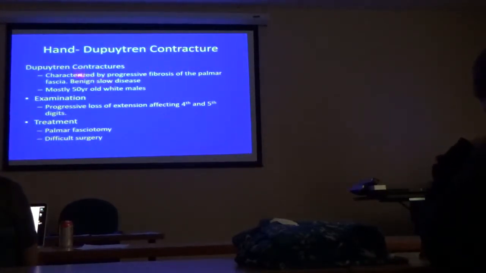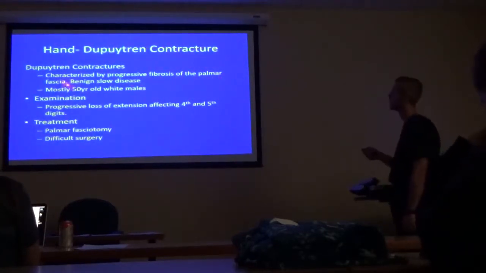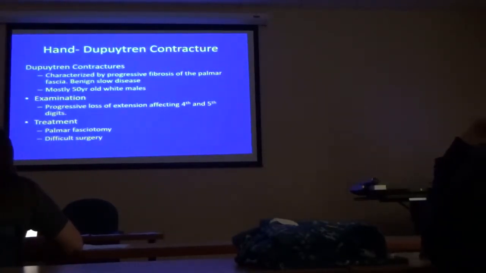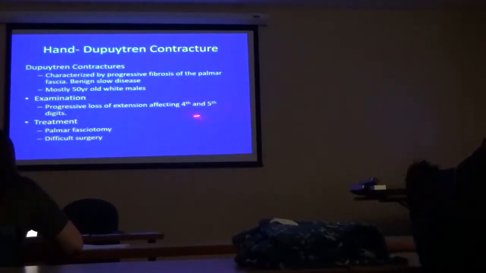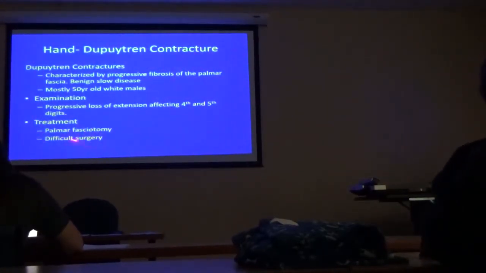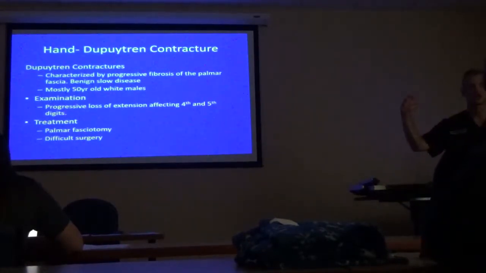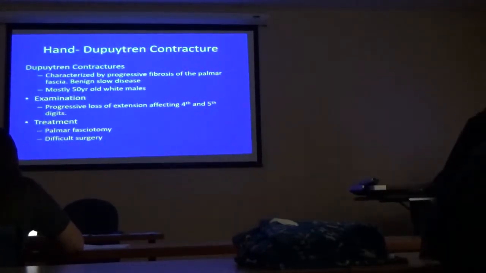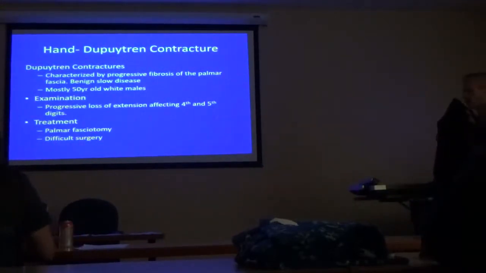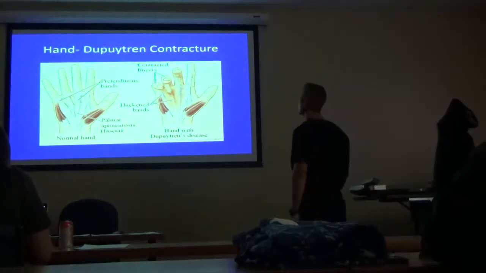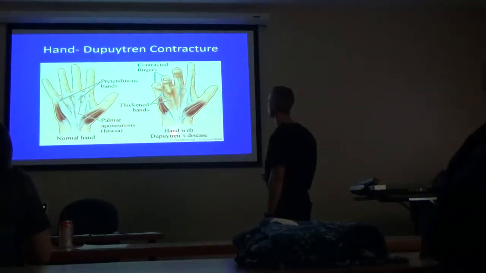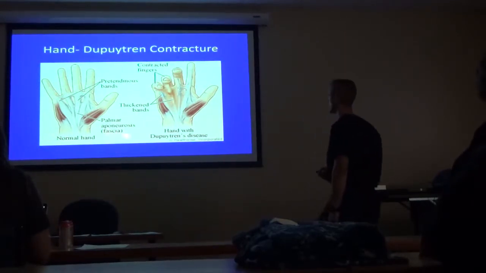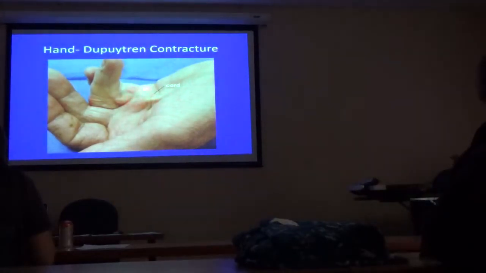Anyways, Dupuytren contracture is characterized by progressive fibrosis of the palmar fascia, mostly in 50-year-old white men, with progressive loss of extension in the 4th and 5th digits. You can do a palmar fasciotomy, but it's a very difficult surgery with a lot of complications and a long recovery time. These people have contractures of their palmar fascia, and their hands basically look like that. You can see the contractures of the palmar aponeurosis, and this big cord right here.